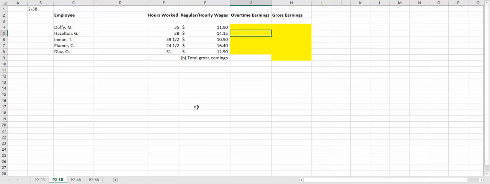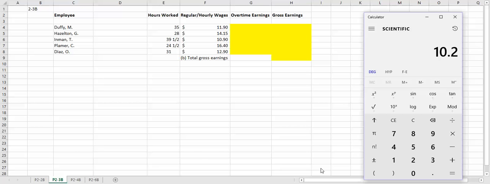The second problem is fairly simple as well. You're given the hours worked, you're given the regular per hour wage, and for the problem we're doing, which is 2-3B, nobody is earning overtime, so you can leave that column blank. And now we're going to calculate gross earnings. So we're going to take the hours worked times the dollar per hour. So in the first case, it's $416.50.